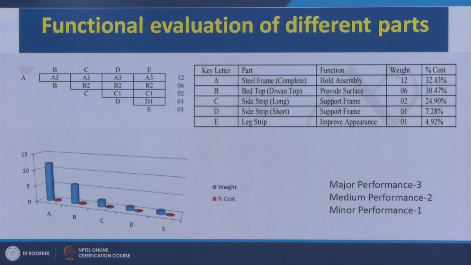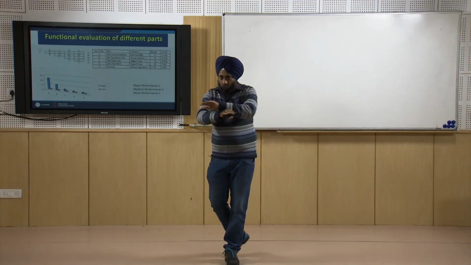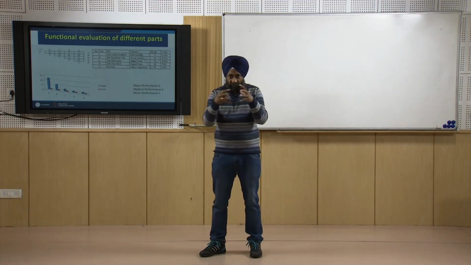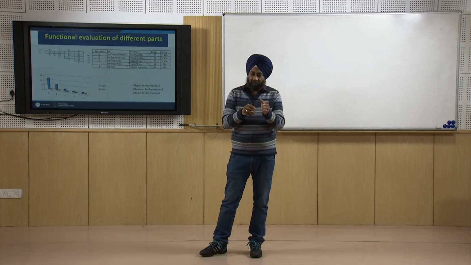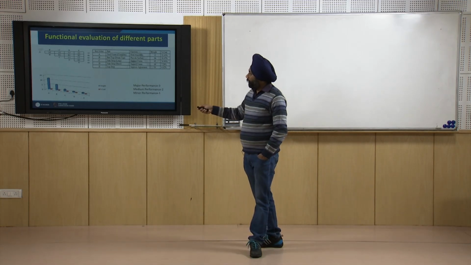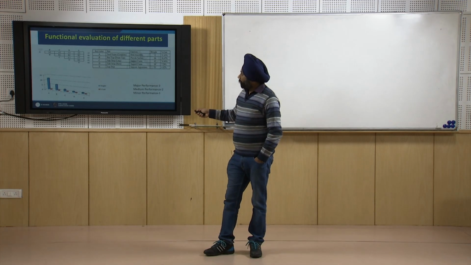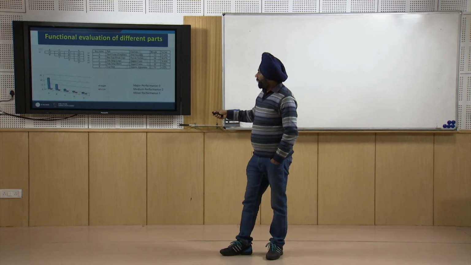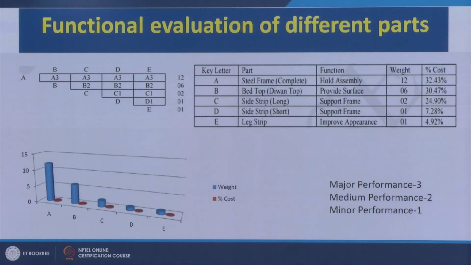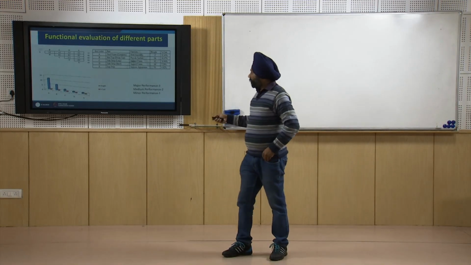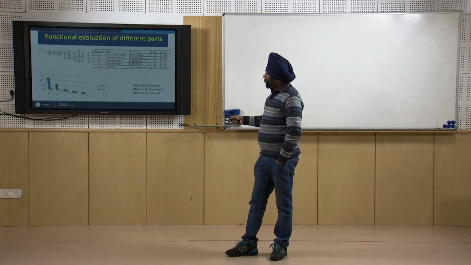So here we can see the grading is given 3, 2 and 1. What is the meaning of 3? 3 is major performance, 2 is medium performance, and 1 is minor performance. Now suppose A and B: A is steel frame and B is bed top. The bed top is fixed on the steel frame, so they have a very good interaction, one is supporting the other, therefore we have given the grading 3. And if we see 1, D and E have 1, where D is side strip and E is leg strip, so not much conflicting or not much supporting, so we have given the grading minor performance.